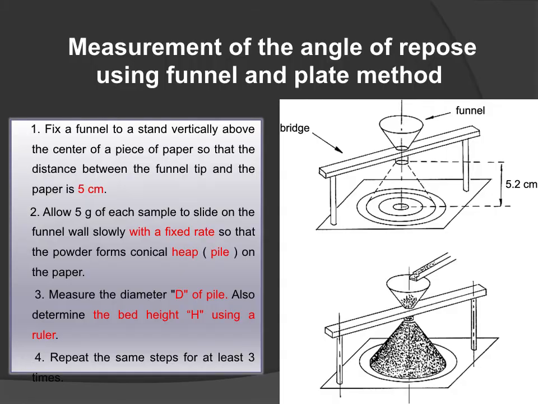So again, with more detail, as you did in the lab before, you can fix a funnel at a certain distance over a table or over the lab bench. The distance is preferred to be kept at 5 centimeters, and then allow 5 grams of powder to flow through the funnel, so the powder will flow down and form a pile over the paper. The next step is to measure the height of this pile and the diameter of the pile and divide the diameter by 2 to get the radius. Then you can calculate theta, tan theta equals h over r.